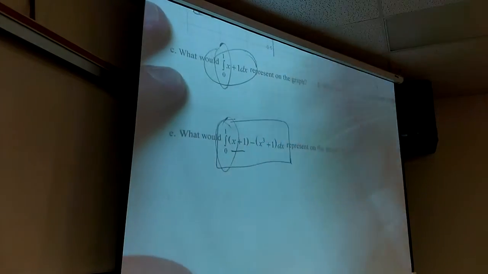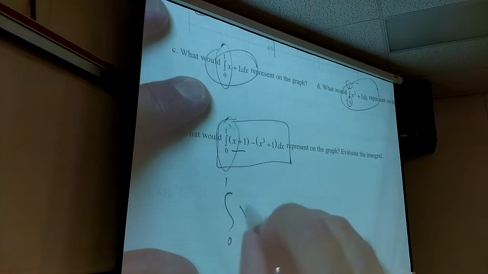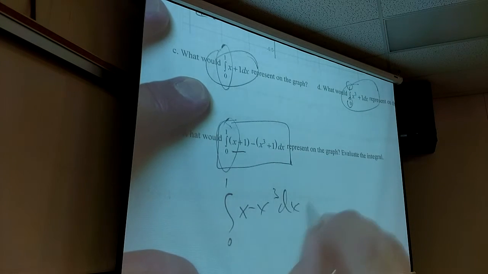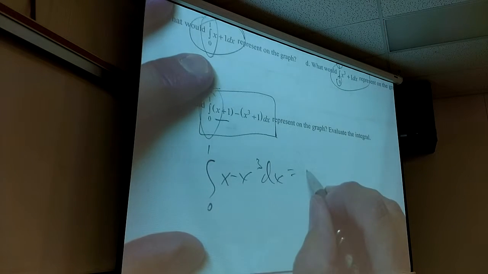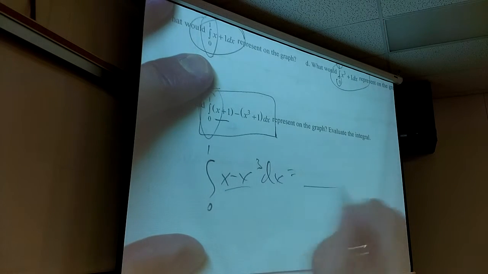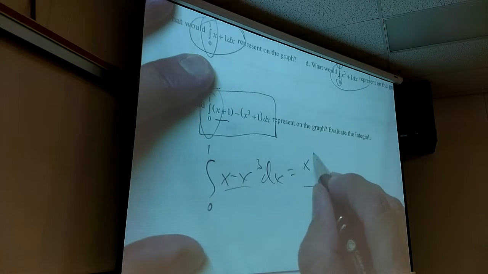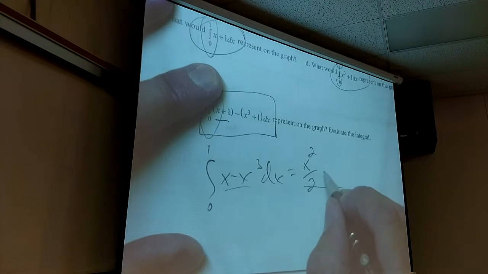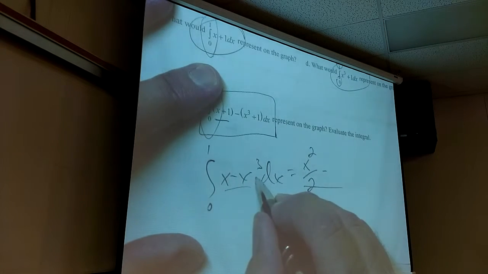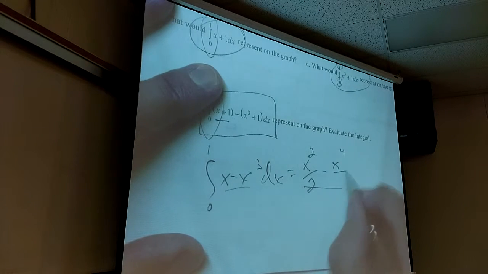These functions are kind of really nice. The ones cancel, you end up with x minus x cubed in there. What's that integral? What do you get for the antiderivative? I forgot you guys like to keep secrets. Okay. x squared over 2 minus x to the 4th over 4.